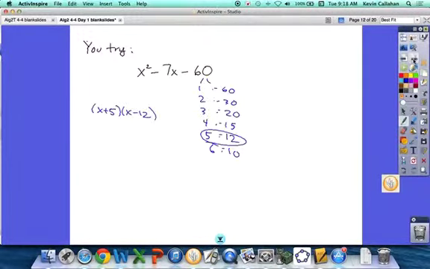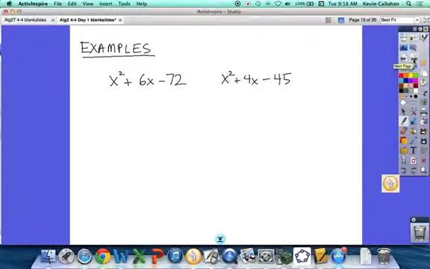Good. Which leaves one more possibility. What if the product is negative, which means one's positive and one's negative, but the middle term is positive? What does that tell you about which number is bigger, the positive or the negative? The positive's got to be the bigger, because when you add them up, you get a positive number.